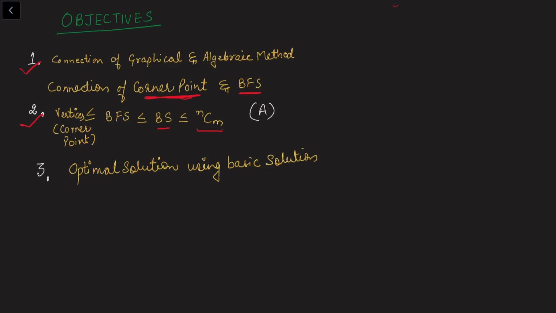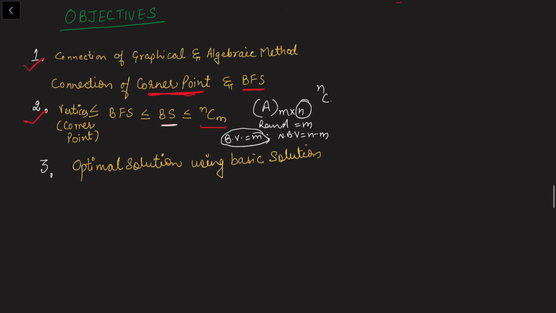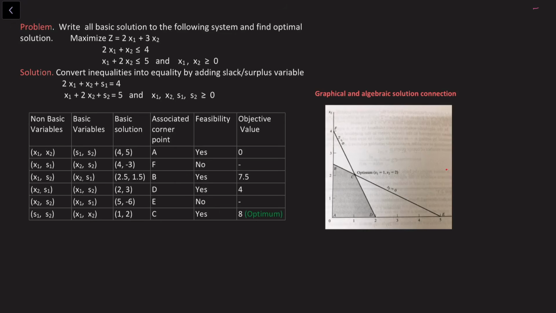NCM, because we have said that A is a matrix of order m cross n and the rank of the matrix A is m. So we can always choose basic variable as m and the remaining is non-basic variable as n minus m. So out of n total variable, we are choosing m basic variable. So that means total basic solution cases could have been made as NCM. So we will see why this inequality holds in the examples. And finally, we can talk about optimal solution in the problems. So let us consider one example to explain the first case. So in this problem, we want to write all basic solution to the following system and find the optimal solution as well. So I am explaining the third point simultaneously while addressing the first and second objectives.